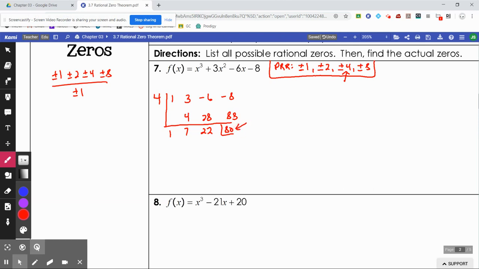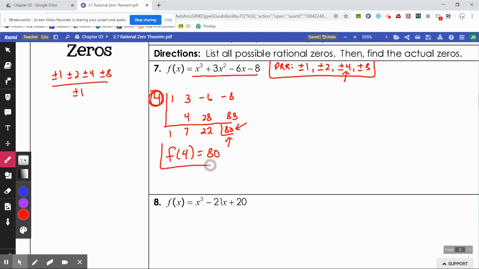Remember that the factor theorem says the only way it can be a 0 is that if f of 4 is equal to 0. We just plugged in 4 by doing our synthetic substitution. When I plug 4 into this, and you can see it right here, I'm going to write it one more time. F of 4 is equal to 80, the remainder. So is that a 0? No, it's not. Let's try another one.